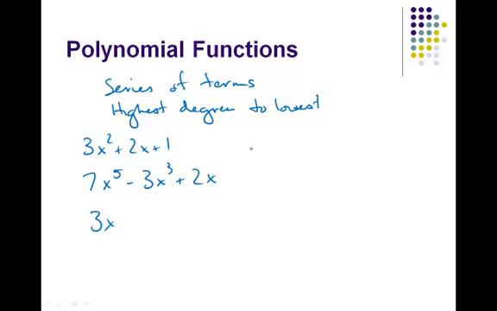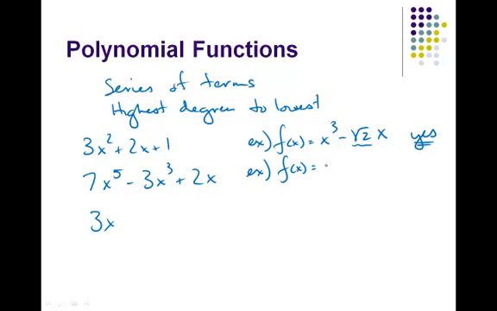A couple of examples of things that are not polynomial functions. Let's do a couple here. Let's say f of x equals x cubed minus root 2 x. This is a polynomial function. Root 2 here is simply a coefficient. It's a number just like any other. I could also rewrite a polynomial function in factored form, something like this. If this were to be expanded, this would be a series of terms.